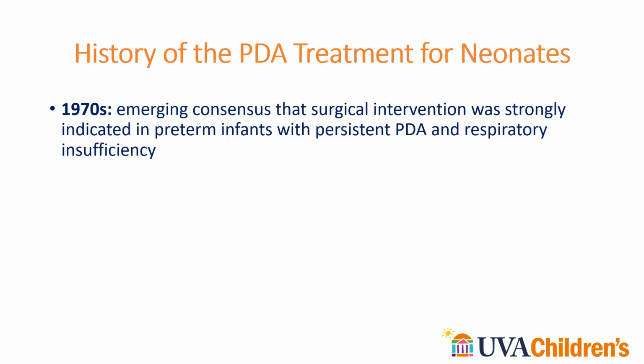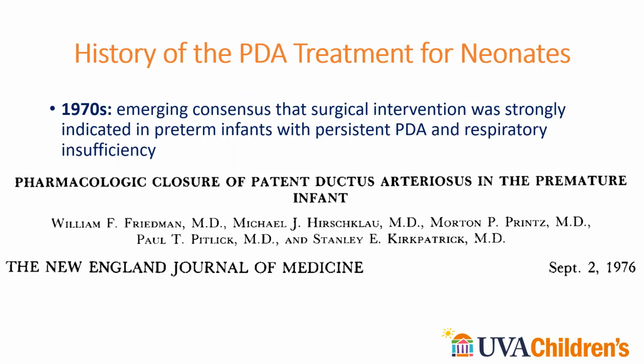Yet in the 1970s, there was an emerging consensus that surgical intervention was strongly indicated in preterm infants with a persistent PDA and respiratory insufficiency. And in 1976, we see the first publication exploring the use of indomethacin, an inhibitor of prostaglandin synthesis, as a treatment for PDA in premature infants who would have otherwise undergone surgical ligation for their PDA.